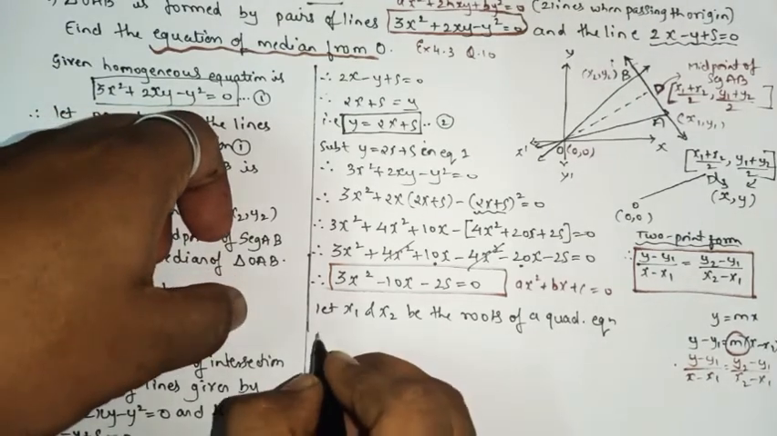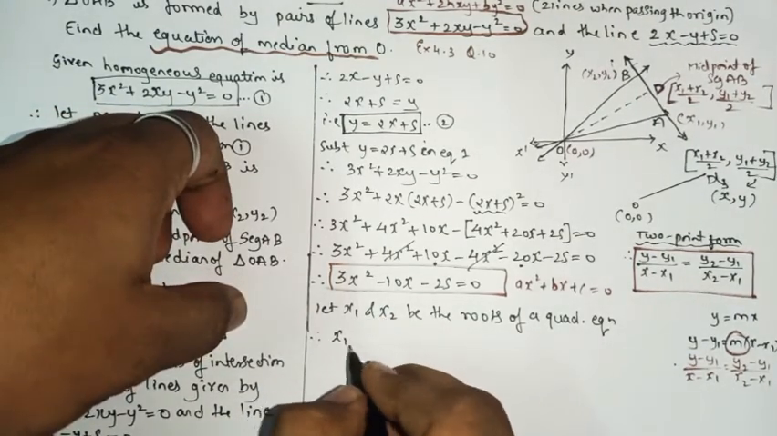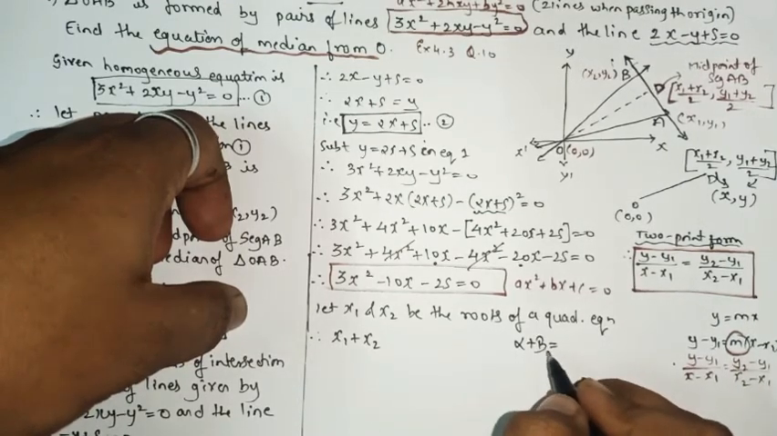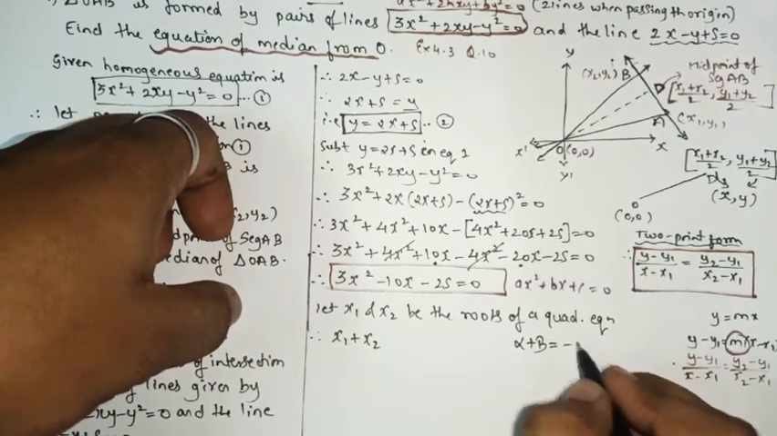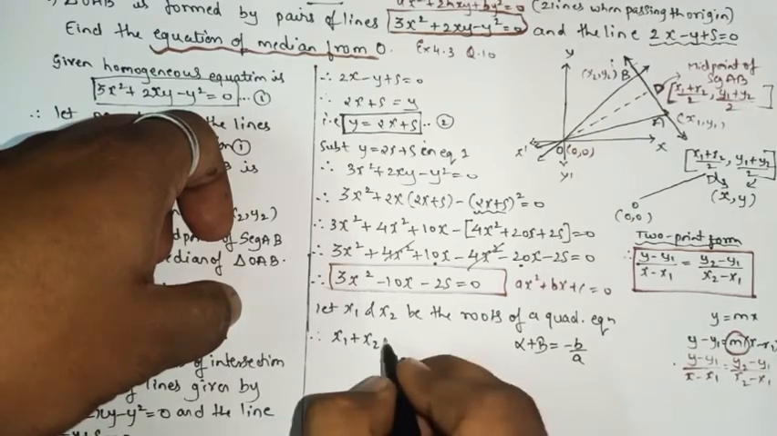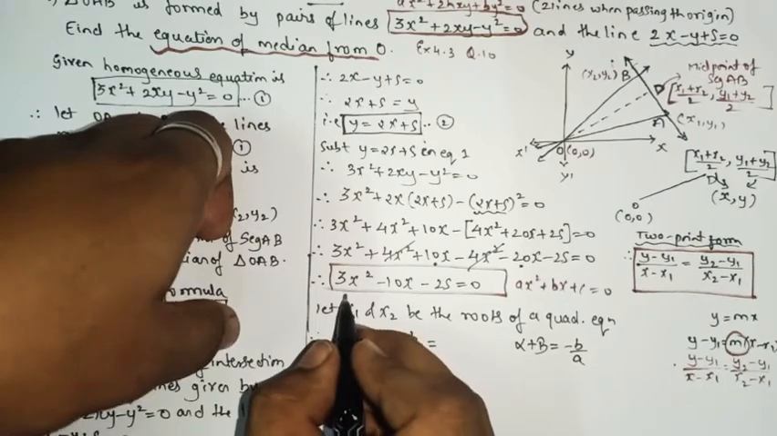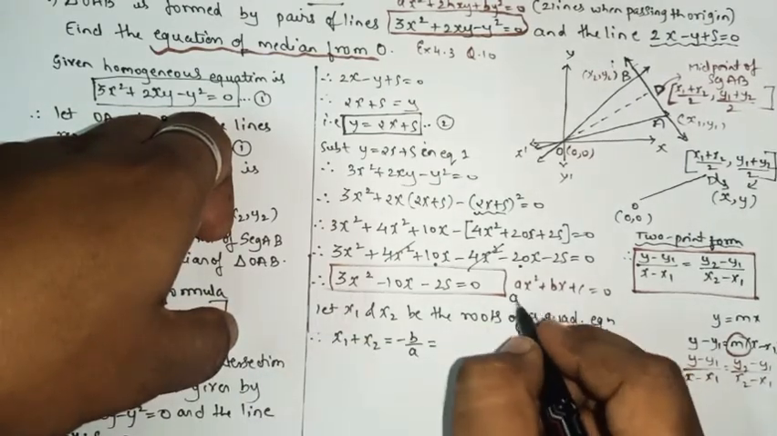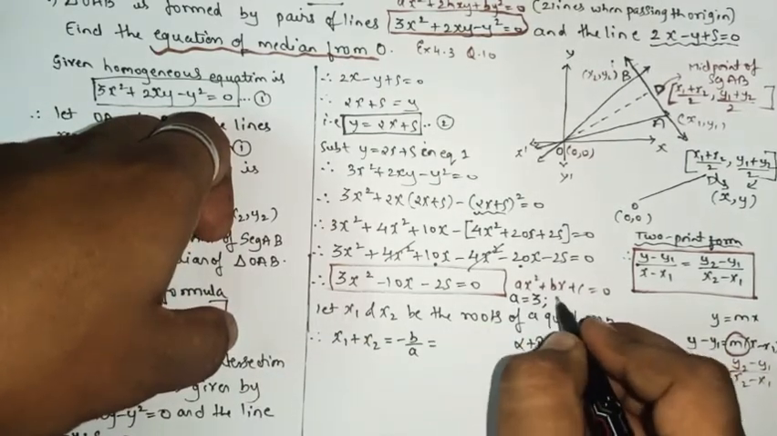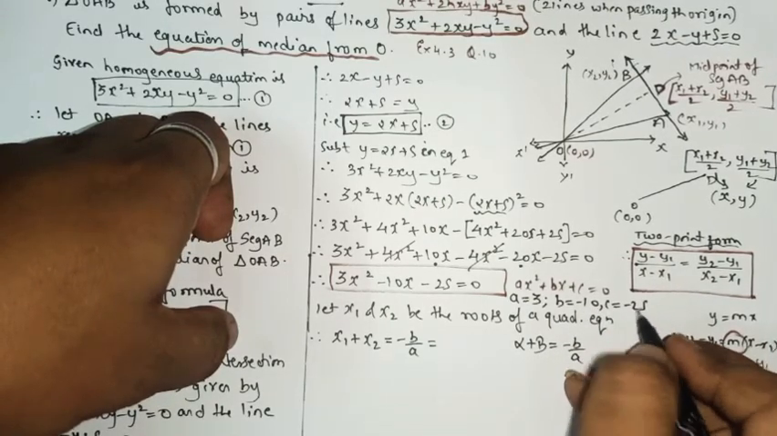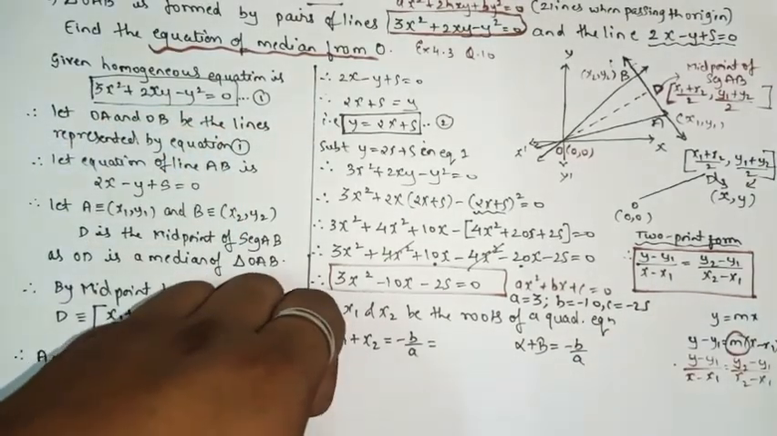Okay, so we'll apply the formula of sum of the roots, that means alpha plus beta. We all know that the formula is what? Sum of the roots is minus b upon a. So when you compare, the value of a is what? 3. The value of b is what? Minus 10. And the value of c is what? Minus 25. Yes or no?